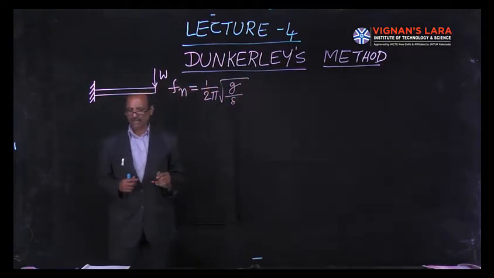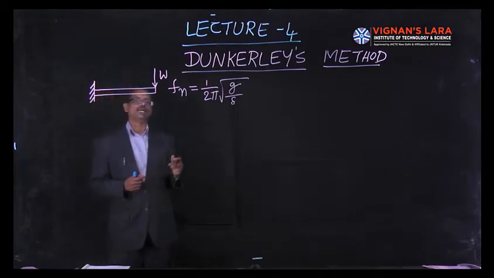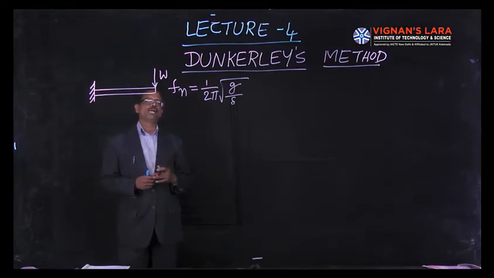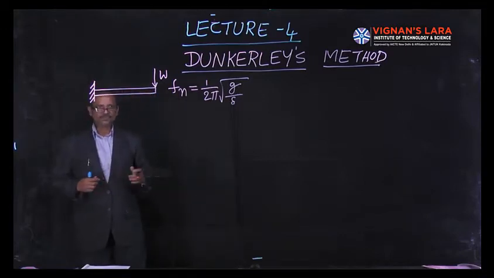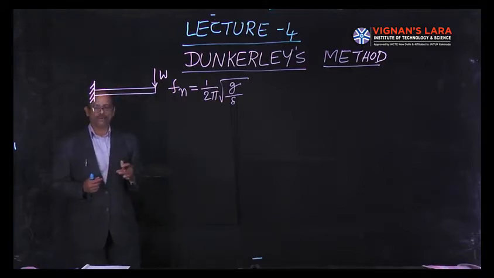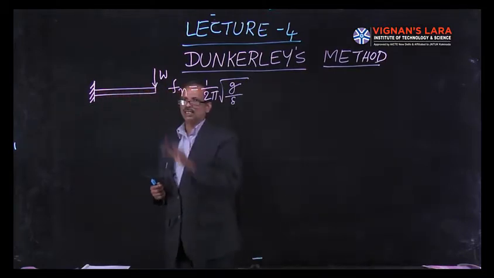This is what we have written for the natural frequency of a transverse vibration subjected to a point load, where some weight or load is applied at the end, neglecting the mass of the system. Then the natural frequency is estimated as Fn equal to 1 by 2 pi root g by delta. As I said, in realistic life we have a number of loads; the loads are not necessarily only a single load.